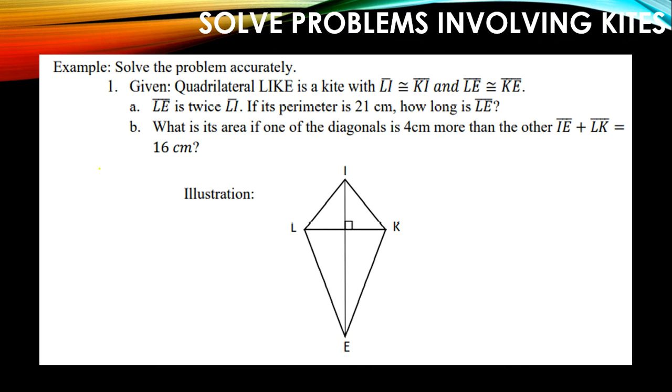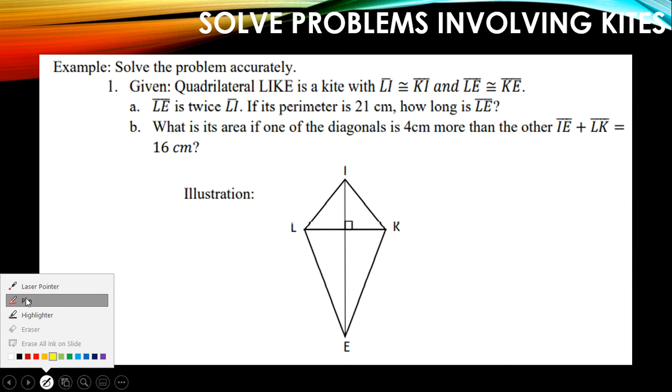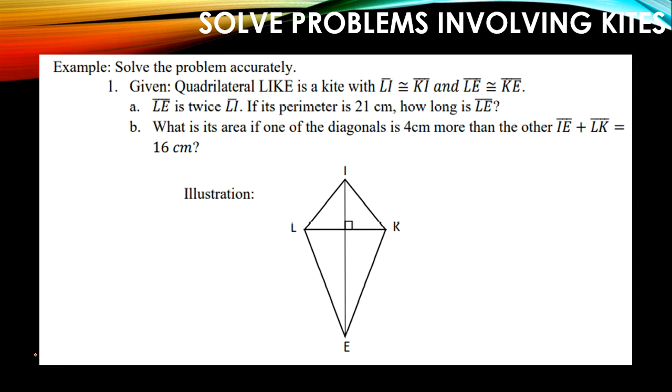Okay, so let's tackle this example. Solve the problem accurately. For number 1, given quadrilateral LIKE is a kite with LI congruent to KI and LE congruent to KE. So this is LI and IK, they are congruent to each other. Also LE and KE, they are also congruent.